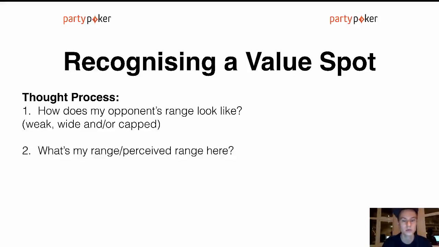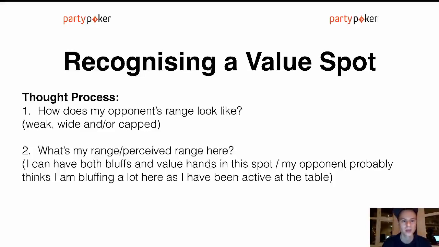What's my range and what's my perceived range here? It's good to be in a spot where you can have both bluffs and value hands, since it makes it more likely for your opponent to call you down with a marginal hand. It's also good to be in a spot where your opponent probably thinks that you're bluffing because of previous actions at the table or previous hands you played against your opponent.